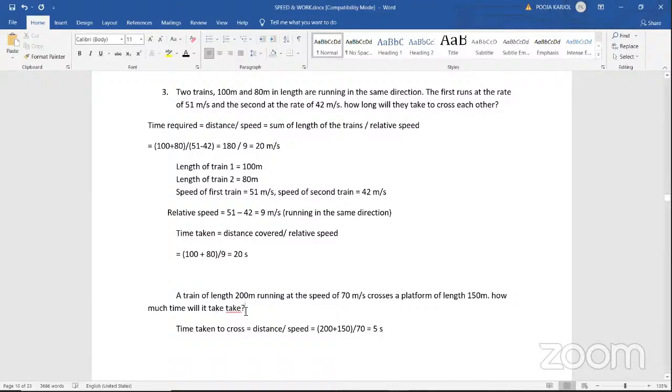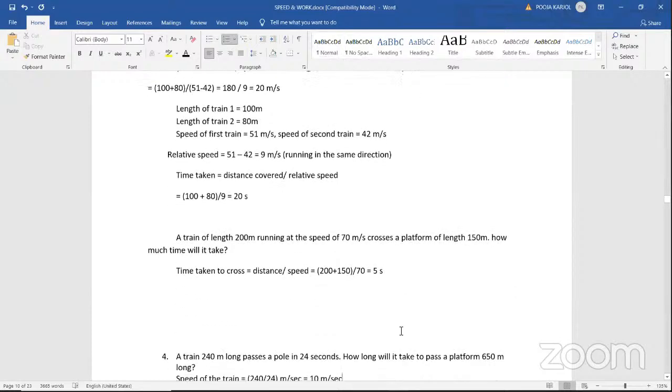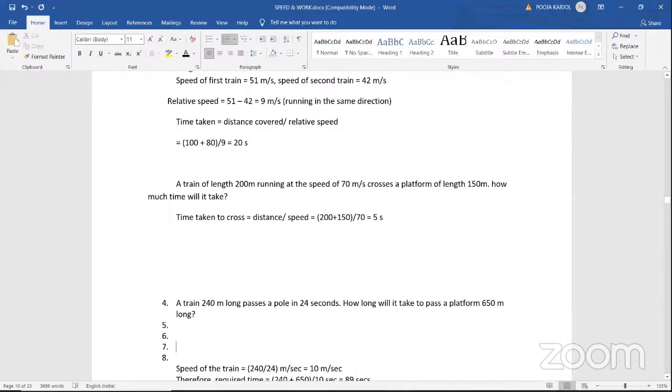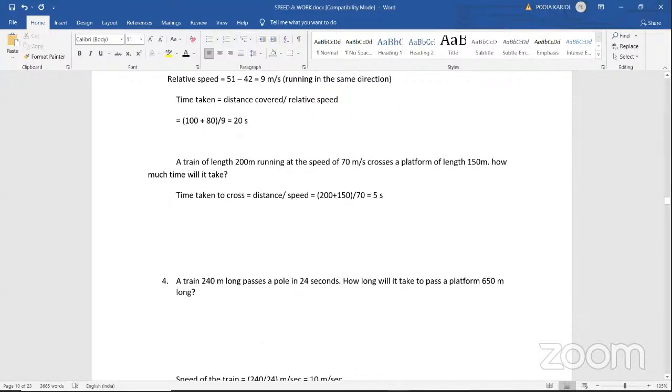Also be careful when you're solving this type of problem, because many times they give the length in meters and the speed in kilometer per hour. When you're in a hurry, you may not observe it. Keep that in mind. Try this.